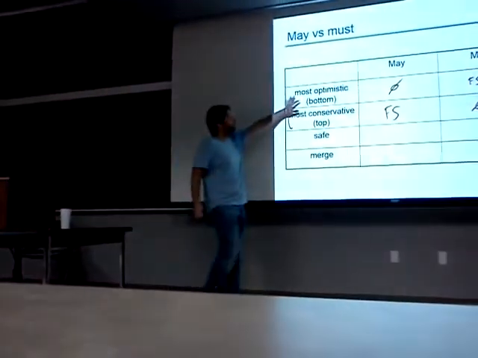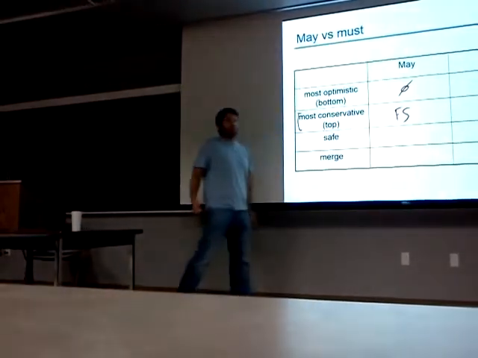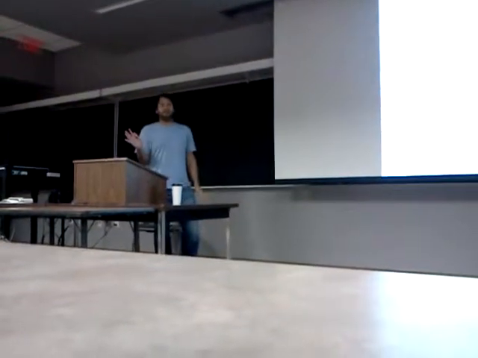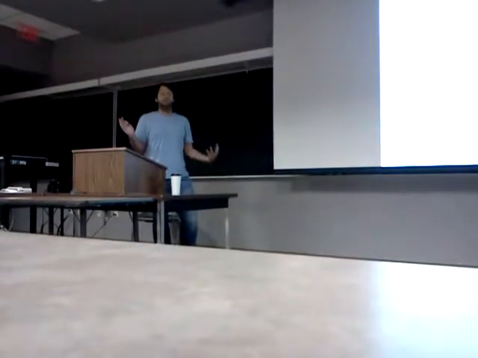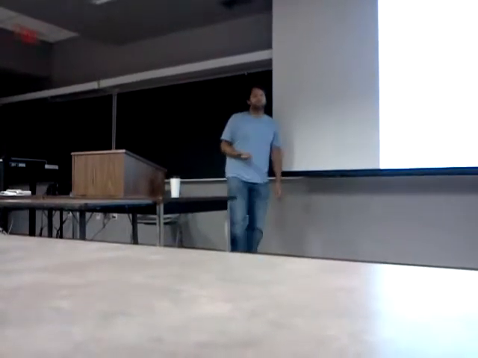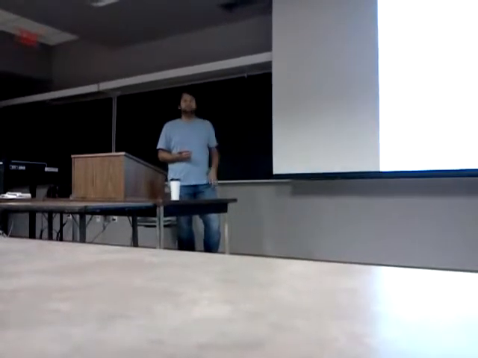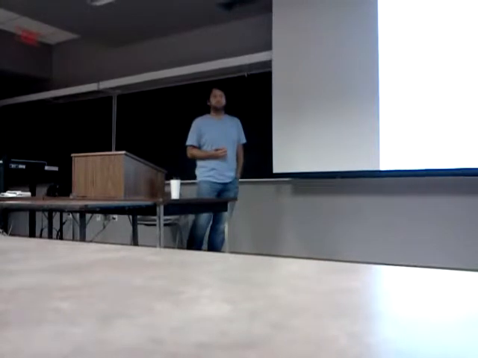So for the may-point-to analysis, the most optimistic is the empty set, right? The empty set basically just means it doesn't point to anything. If we get that information about a pointer, what does it mean? Was it null? Was it uninitialized? It probably means it was uninitialized.